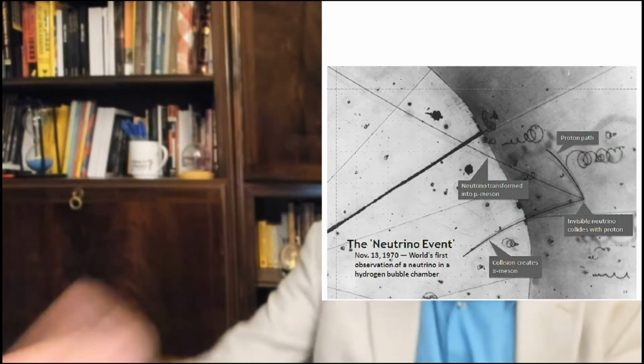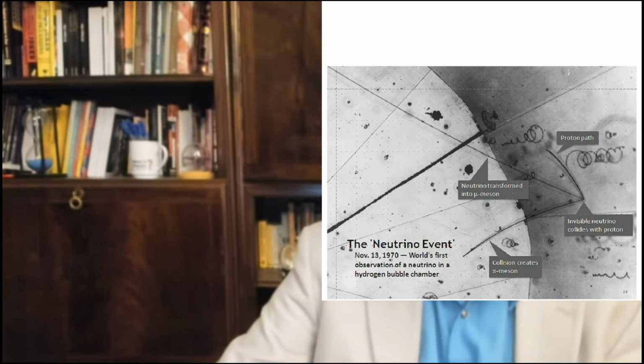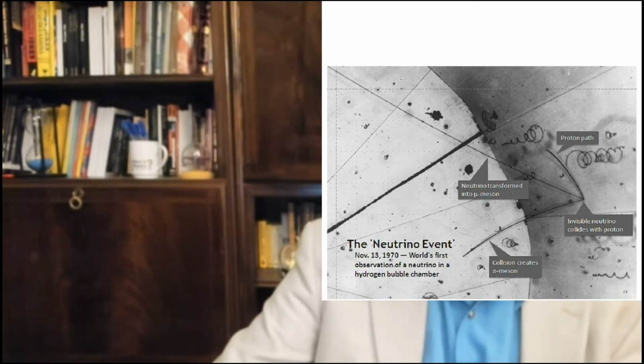Again, we don't have an explanation. What we have is a description, and these are all descriptions. That's why they're not theories; they're just descriptions. And so by 1970, they were able to calculate, to figure out, that the neutrino was there. But then what happened?